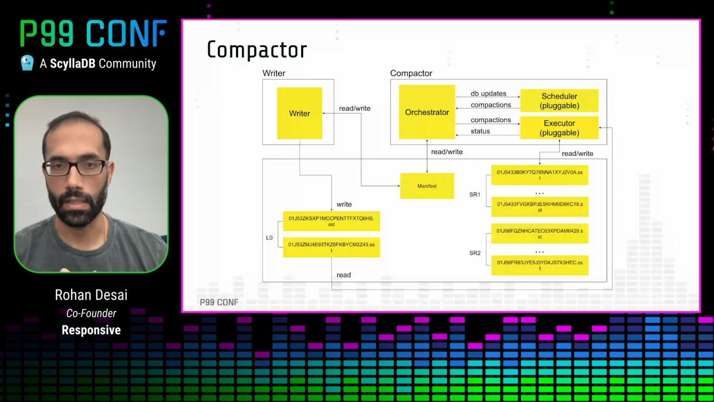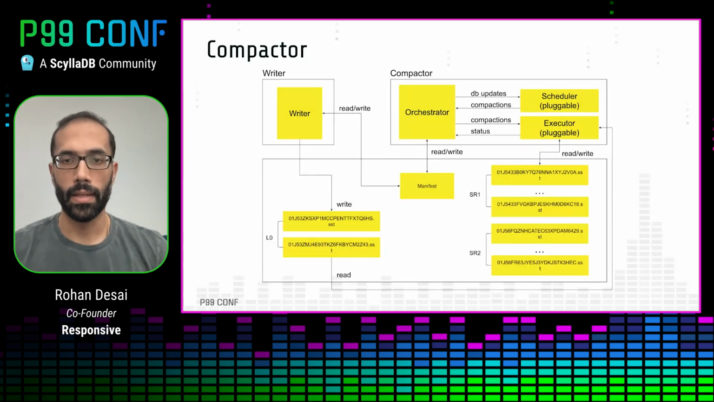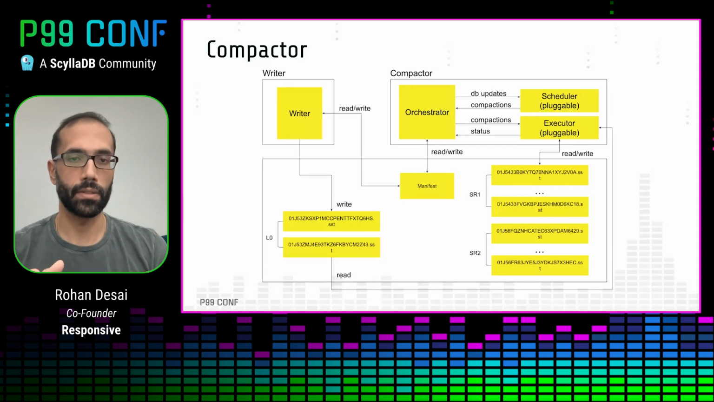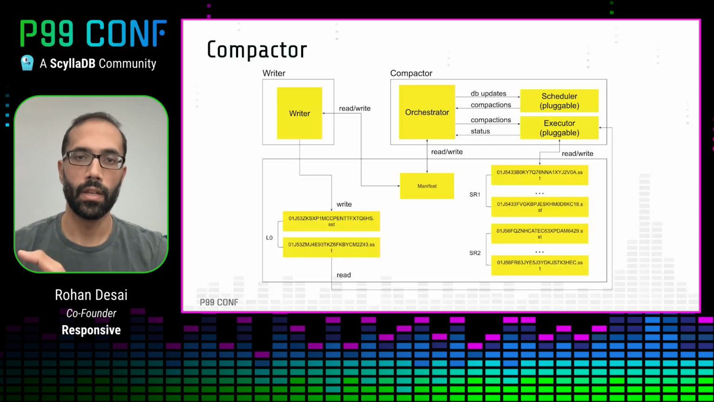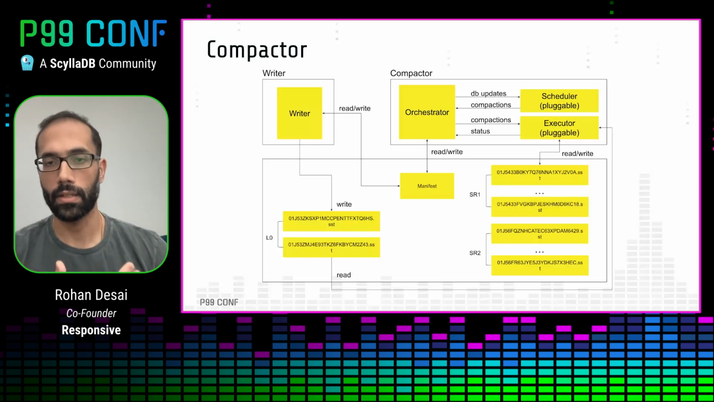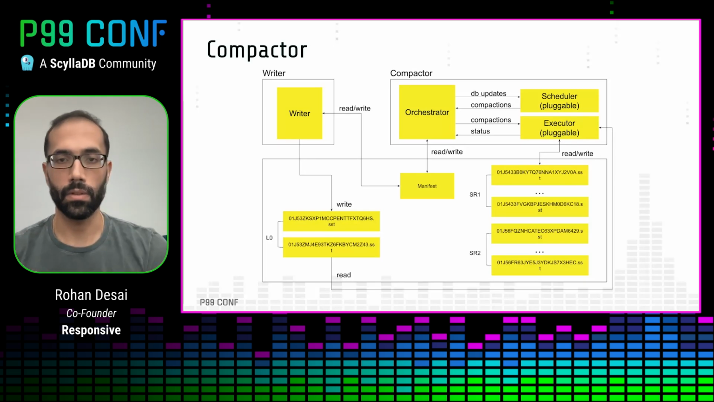And then finally, there's an executor, which actually does the work of taking a bunch of source sorted runs, reading all their data, sort merging, and writing out a single consolidated sorted run. So the orchestrator's job is to periodically synchronize all the manifest updates from the writer so that it can discover new L0 objects. And then it gives this information to the scheduler, which then decides what compactions need to be run. These are returned back to the orchestrator, which then goes and instructs the executor to run them.